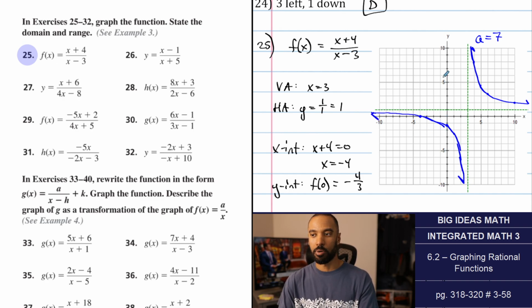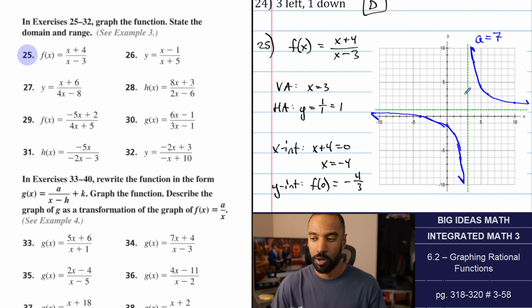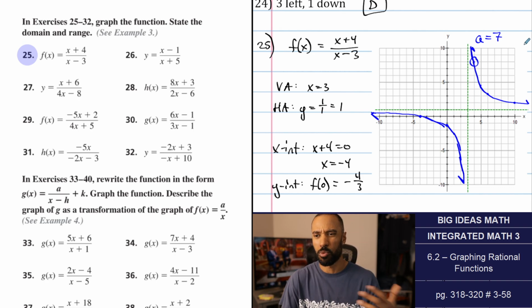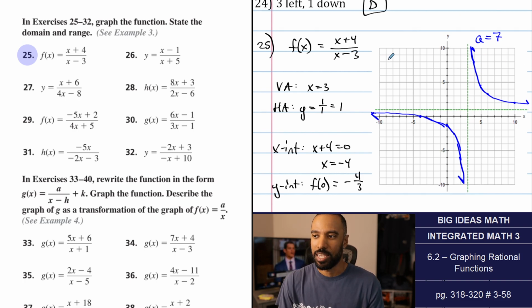Now, you could do that in other problems too, right? I could just plug in. If I wanted to plug in one number, I could plug in 4 to here. 4 plus 4 is 8. 4 minus 3 is 1. And 8 over 1 is 8. 8 is 7 up from 1. Therefore, my a value is 7, right? You can do more of that. At that point, we might as well do long division on the problem. But yeah, still figured it out.